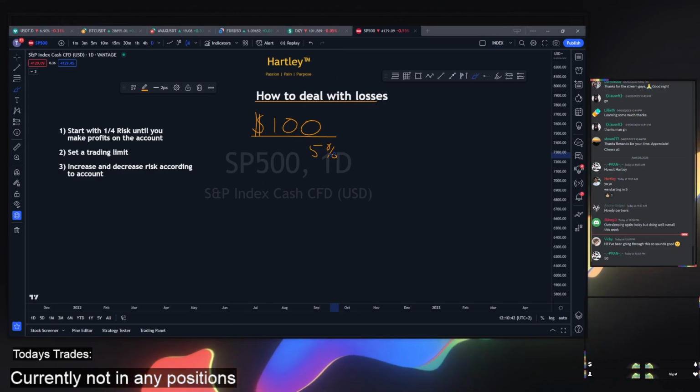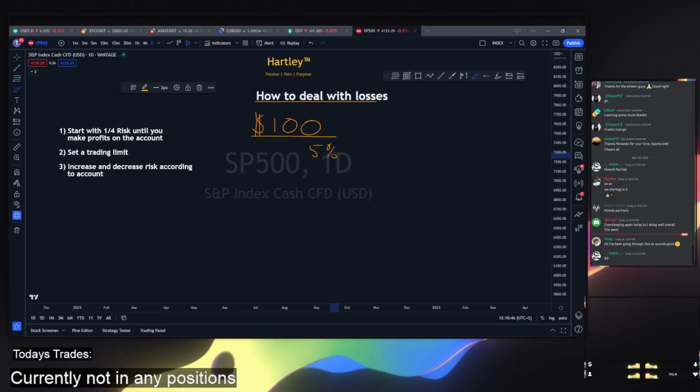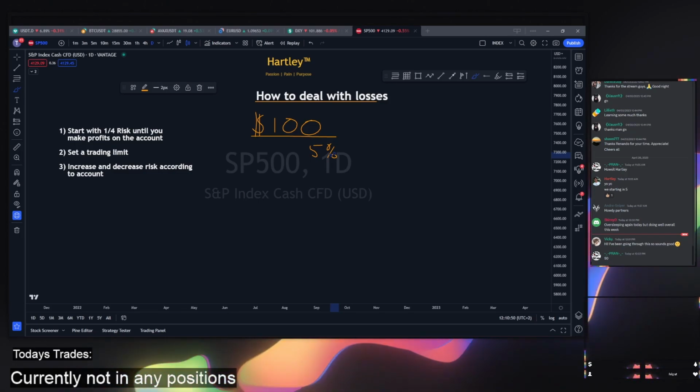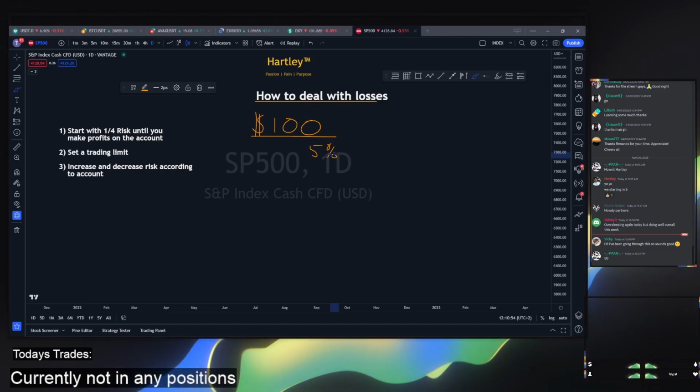Actually, quickly, in the chat, let me know, how much do you guys risk per trade? If it's more than like 10% or like 15%, don't feel ashamed. Just let me know how much you risk, because obviously it goes according to your own plan. Just give me a quick one. How much do you guys risk per trade?